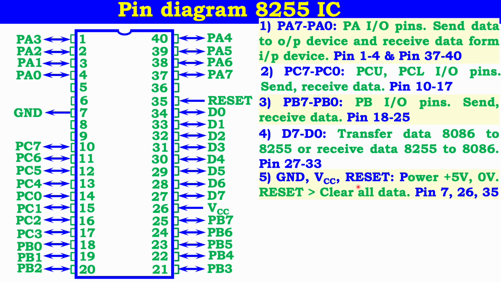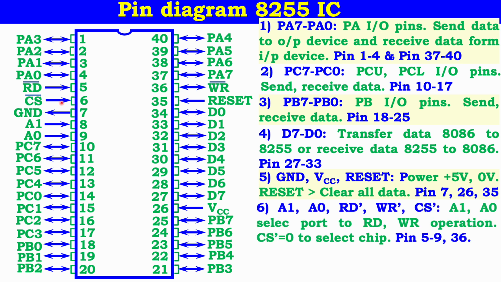Now the last pins. For read and write operations by selecting the chip, we use these pins: read bar, write bar and CS bar. By selecting the chip we can operate read and write operations during the data transfer. What are A1 and A0? We can select port A, port B or port C.